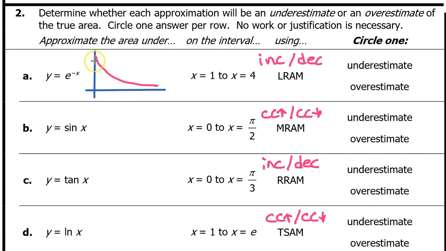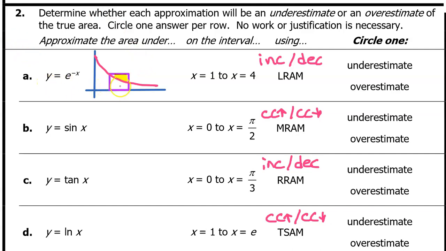So this is going to be a decreasing function. To decide if this will be an underestimate or an overestimate, let's do a little sketch. Left rectangle approximation means that when you draw your rectangle, the left edge of the rectangle should touch the function. So you get a picture like this.